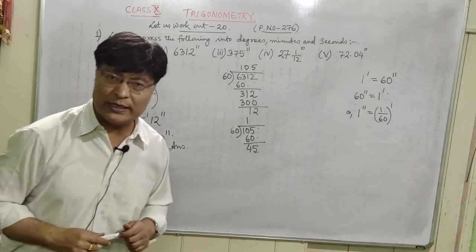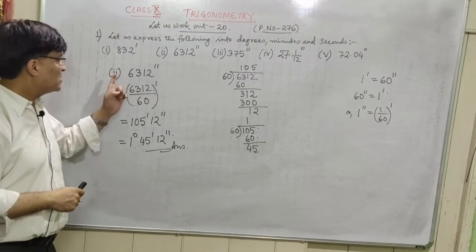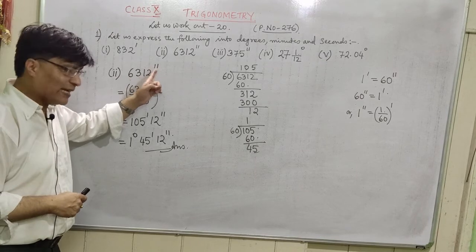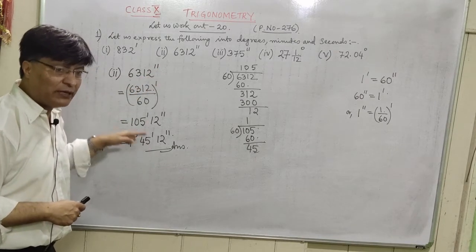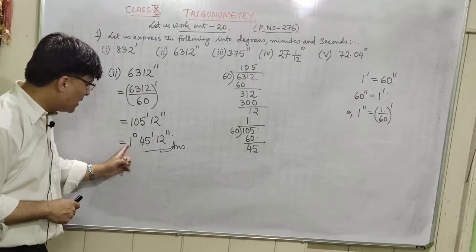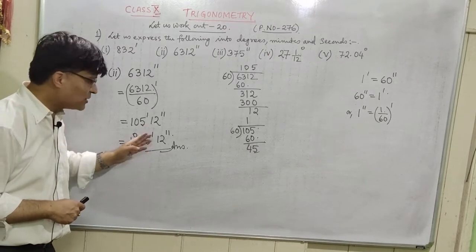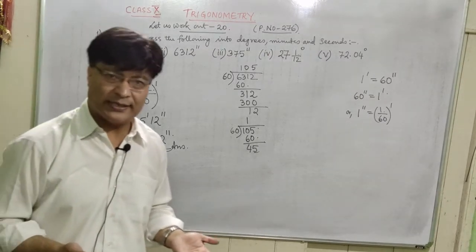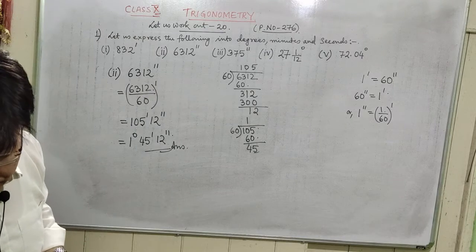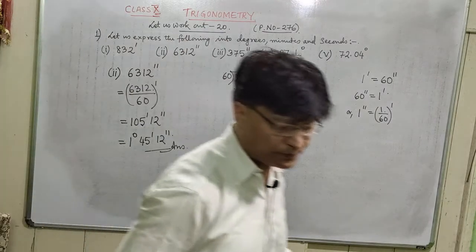So I think you have understood it. So what is this 6312 seconds in terms of degree, minutes and seconds? It is 1 degree, 45 minutes and 12 seconds. Is that clear? So we can copy it. Now we'll do the next question.